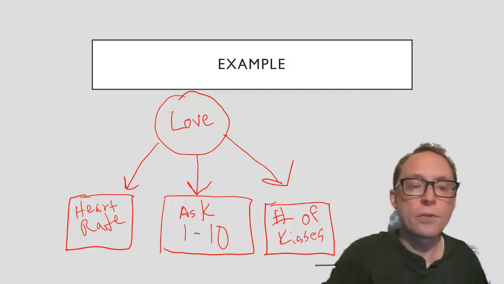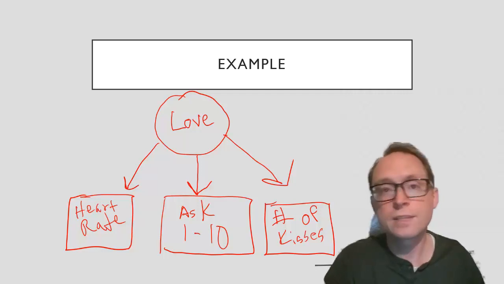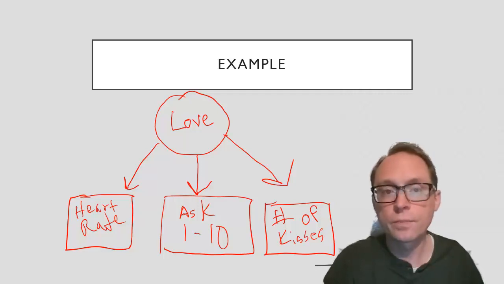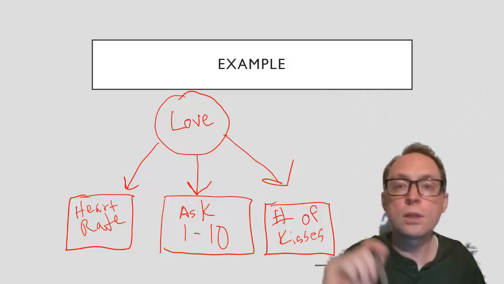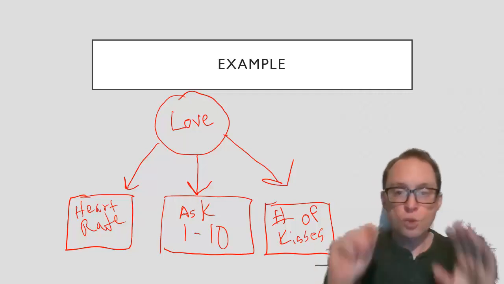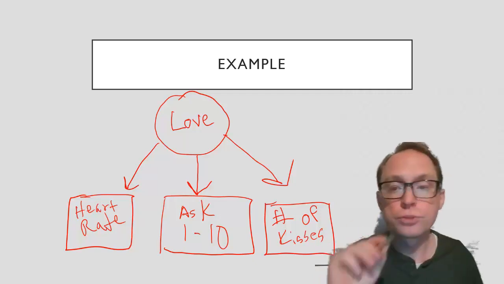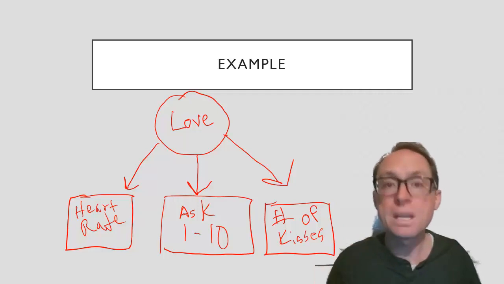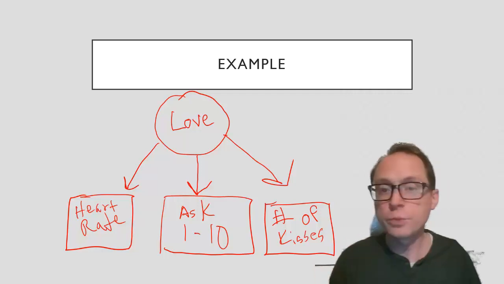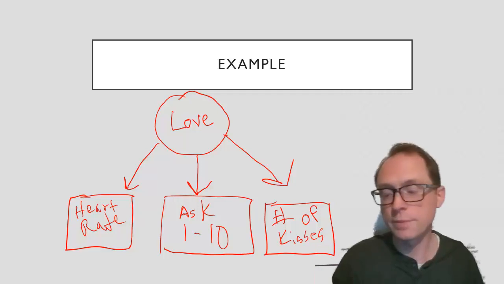Or maybe heart rate's not a great way to measure love because maybe people just ran up some stairs and that's why their heart is beating fast. It has nothing to do with how much they love each other. Okay? These are all different kinds of measurements. The squares, those are operationalizations. The arrow from the circle to the square means it's a measurement. And then there are different ways that we could measure the same concept. There are different ways of operationalizing the same concept.